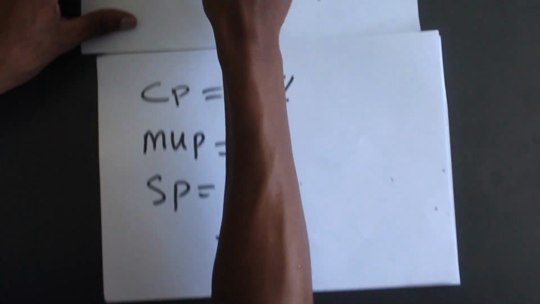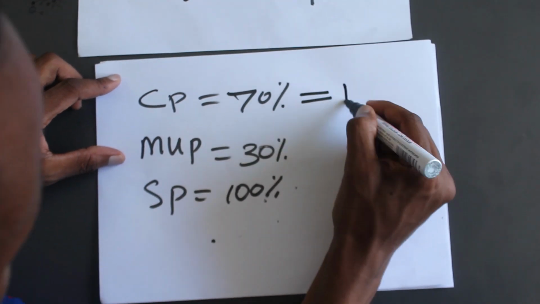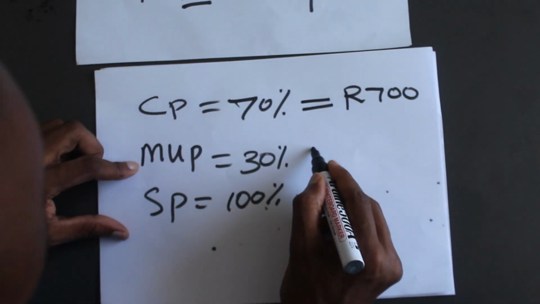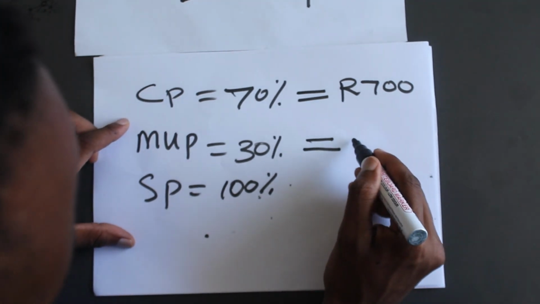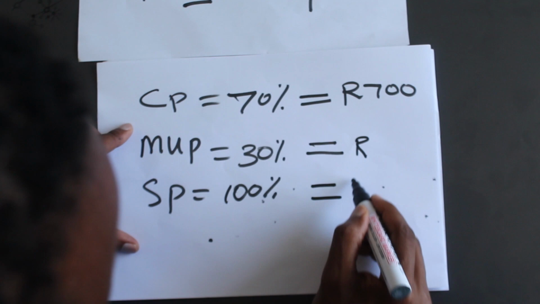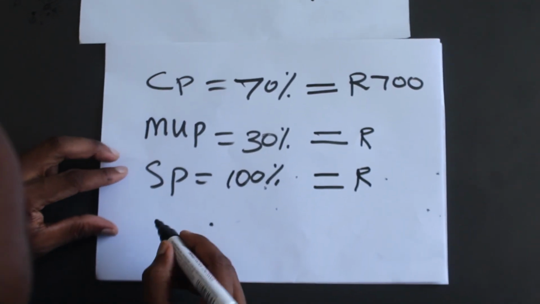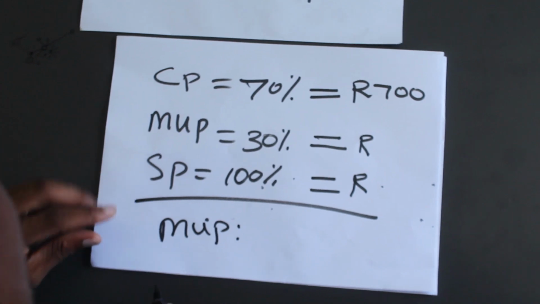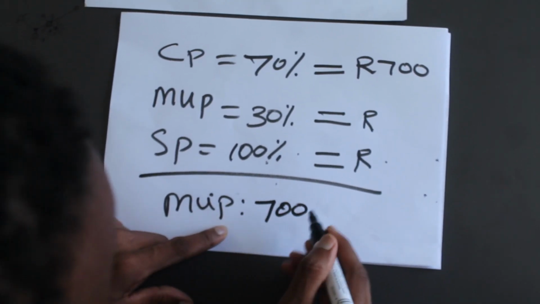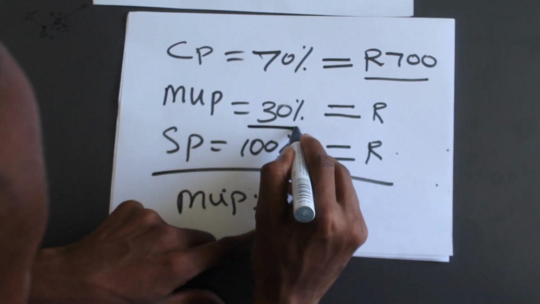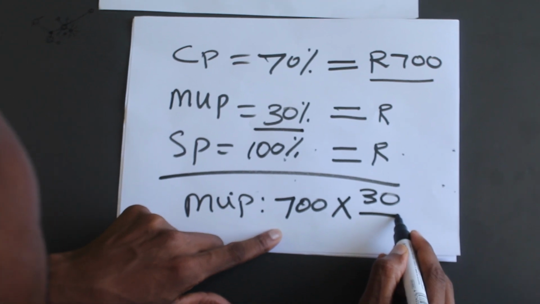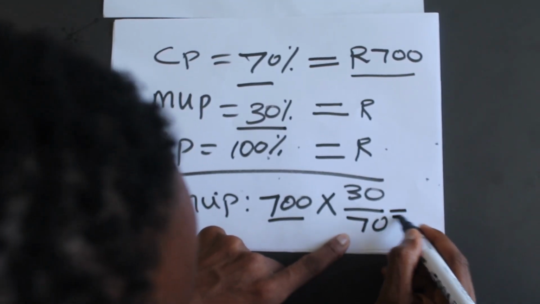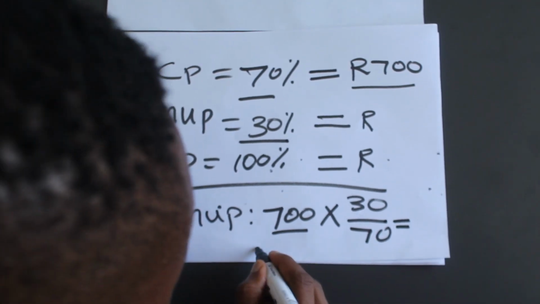Remember, you are given 700 Rand as your cost price, and markup 30%. So we need to calculate the markup in Rand and the selling price in Rand. Already we have the percentages, so let's start with the markup. Your markup in Rand is going to be the 700 Rand of cost price multiplied by the percentage of markup, which is 30, divided by the percentage of the 700, which is 70, and you'll get your markup of 300.